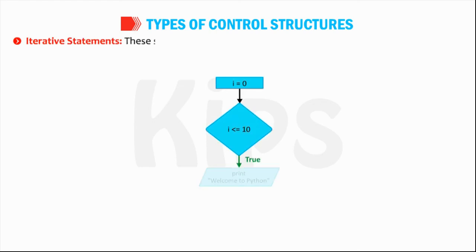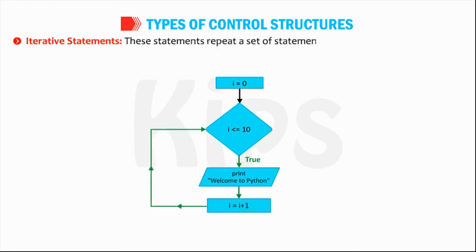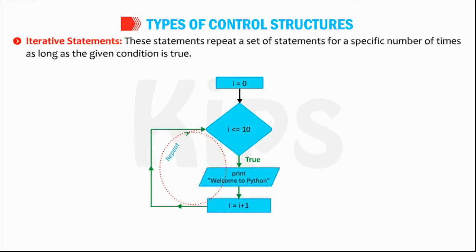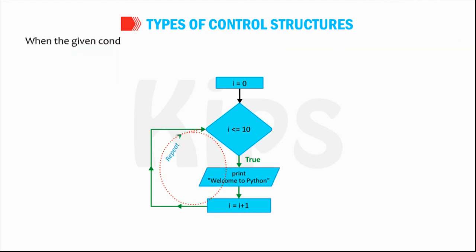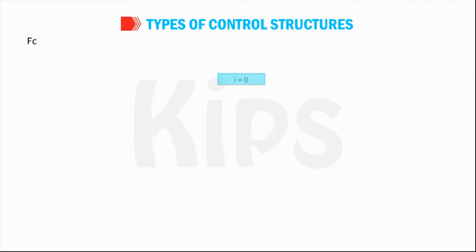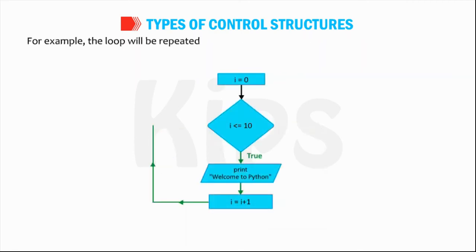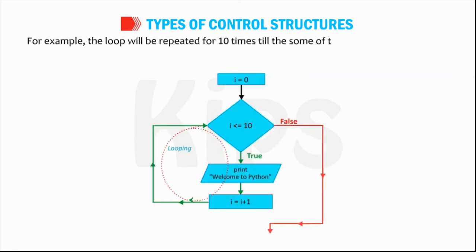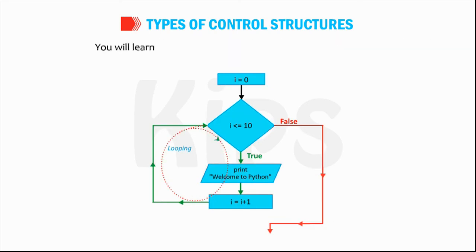Iterative statements. These statements repeat a set of statements a specific number of times, as long as the given condition is true. When the given condition becomes false, the control comes out of the loop and the repetition stops. For example, the loop will be repeated 10 times till the sum of the 10 natural numbers is calculated. You will learn more about these statements in the next chapter.